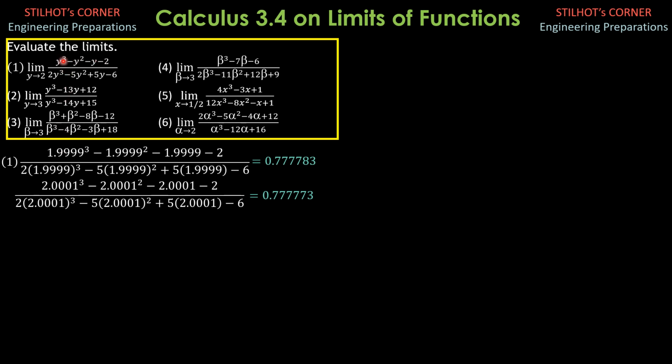But before that, let's factor this by synthetic division. When y approaches 2, 2 cubed is 8, minus 2 squared, 4, so 8 minus 4 is 4, minus 2 is 2, minus 2 is 0. So the numerator approaches 0 when y approaches 2. Then for the denominator, 2 times 2 cubed is 2 times 8, 16, minus 5 times 2 squared, 20, so negative 4, plus 5 times 2, so 6 minus 6 is 0. So that means the denominator is also approaching 0.